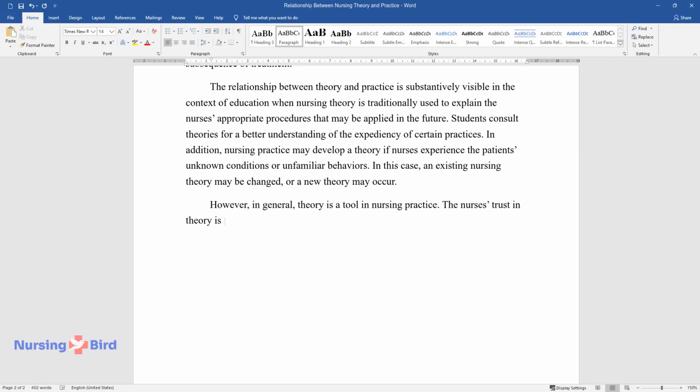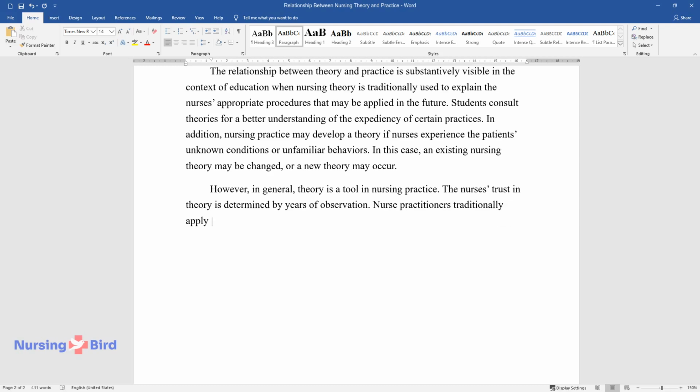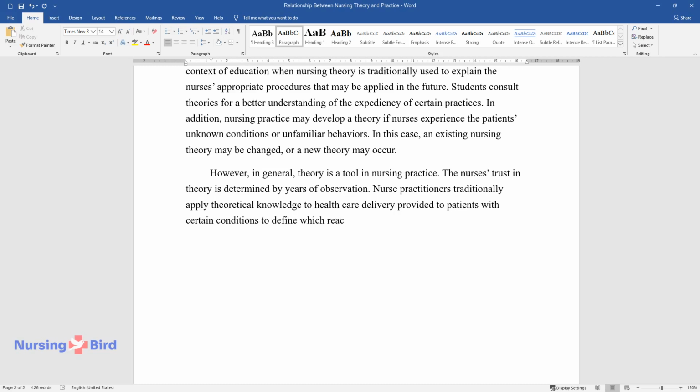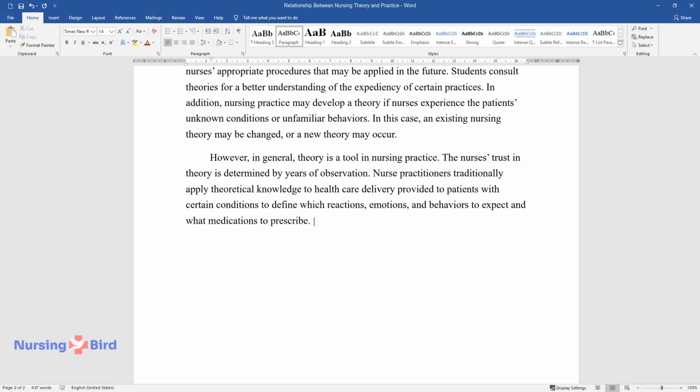The nurse's trust in theory is determined by years of observation. Nurse practitioners traditionally apply theoretical knowledge to healthcare delivery provided to patients with certain conditions to define which reactions, emotions, and behaviors to expect and what medications to prescribe.